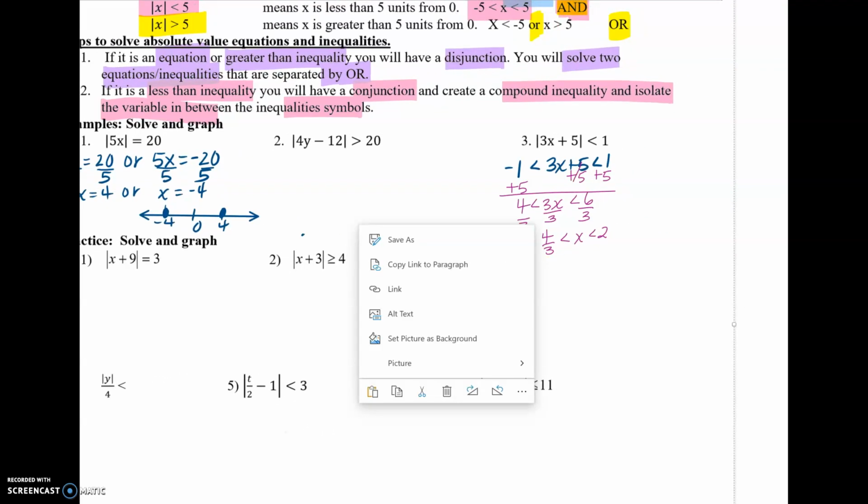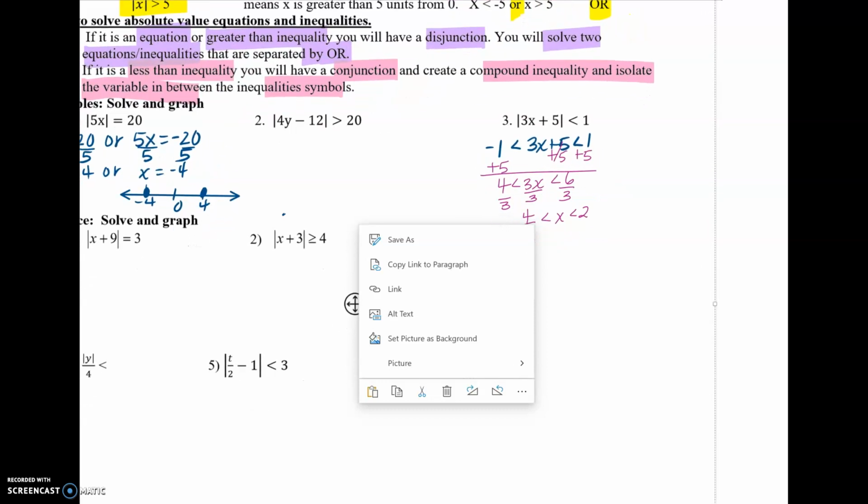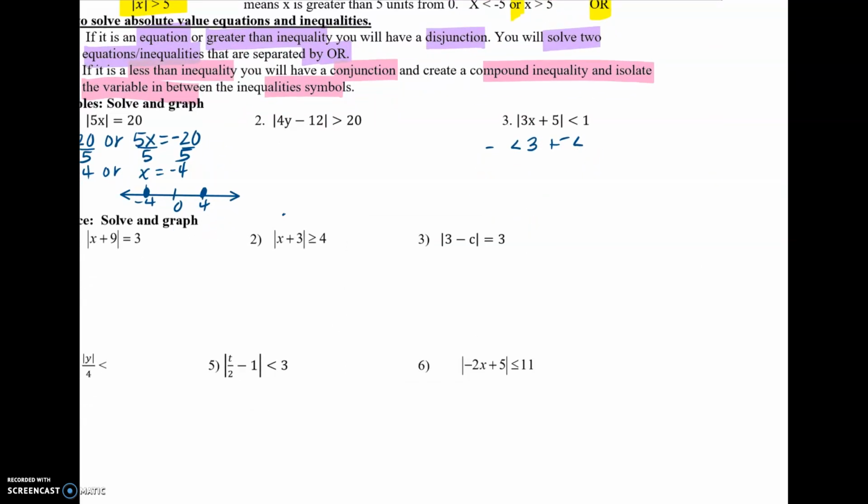Okay, oh, nope, that's not right. I'm going to start over. You want to know why? Because I did not subtract correctly. So I'm taking it out, and I get 3x plus 5 is less than 1. And in between there, I'm going to now isolate the 3x plus 5. So negative 1 is less than 3x plus 5, which is less than 1. I need to subtract 5. I added 5. So I get negative 6 is less than 3x, which is less than negative 4. Divide everything by 3. I get negative 2 is less than x, which is less than negative 4/3.